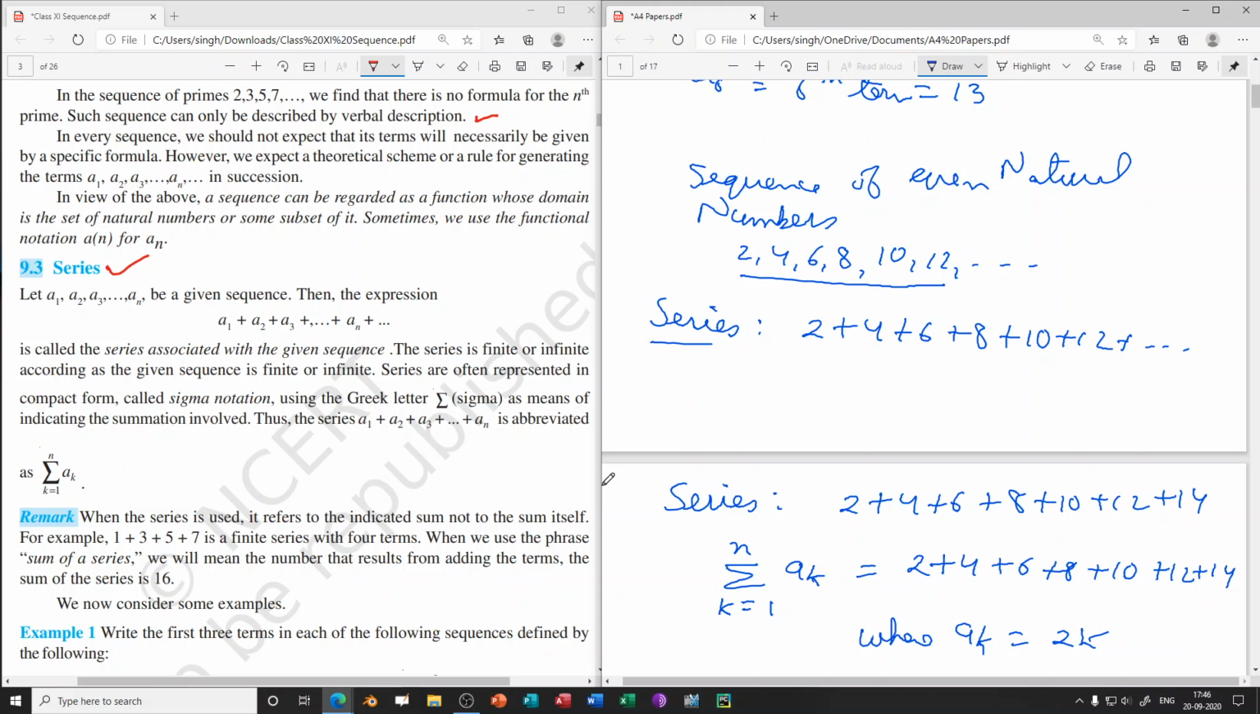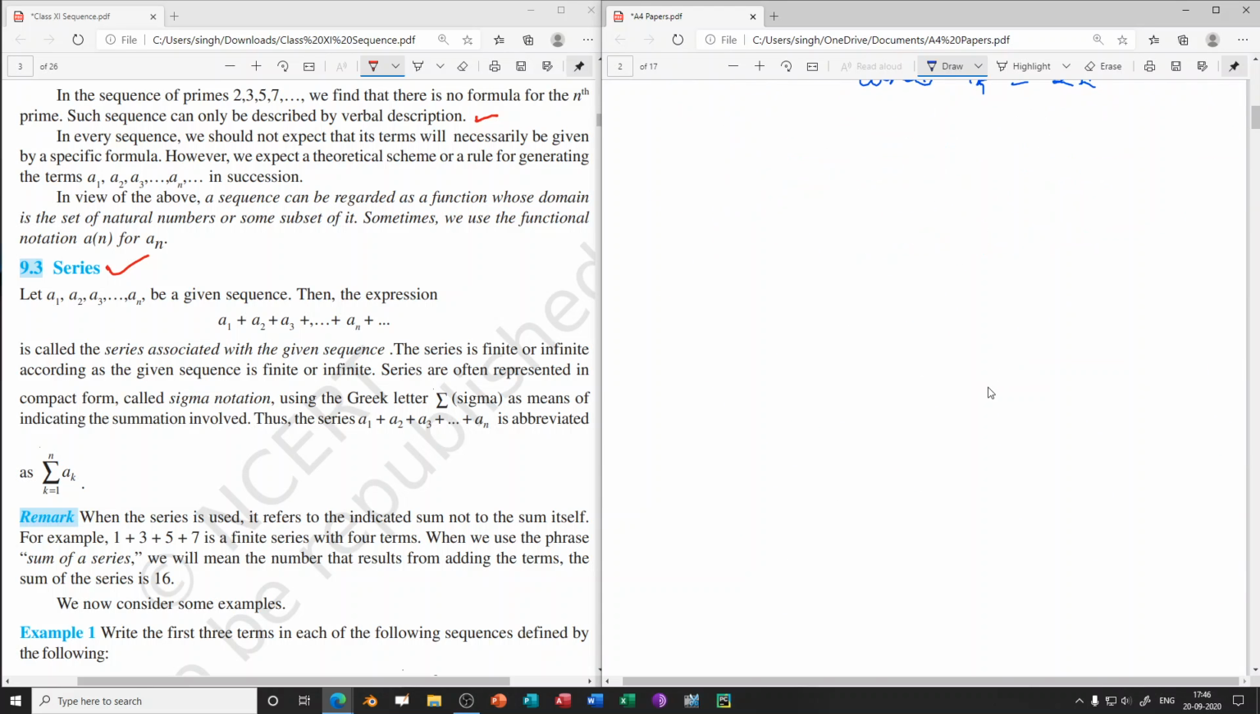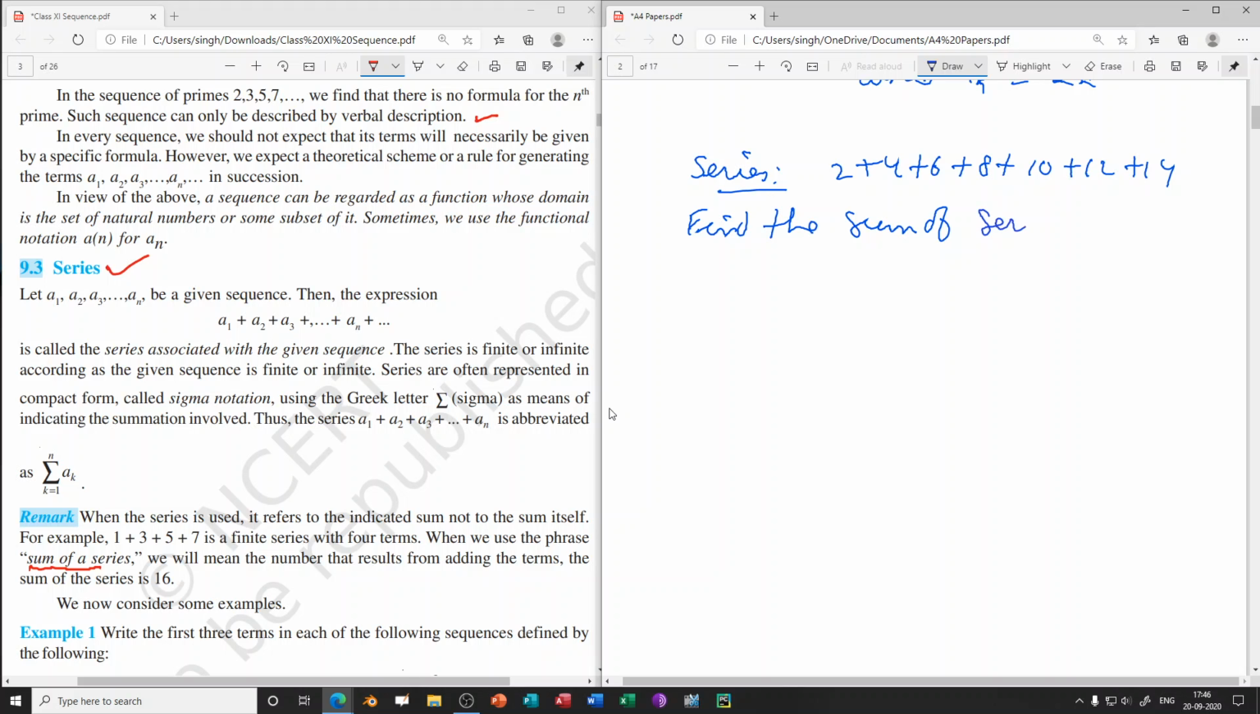Now next we'll learn what is the meaning of sum of series. Here sum of series, very simple. Suppose we have a series, let's take the same series: 2 plus 4 plus 6 plus 8 plus 10 plus 12 plus say 14, and it says find the sum of the series. In a series we are not adding the terms, simply we are writing them as they are with the plus sign in between the terms. In sum of series we have to add, we have to find the sum total. So here we can write this as find the sum of the series.